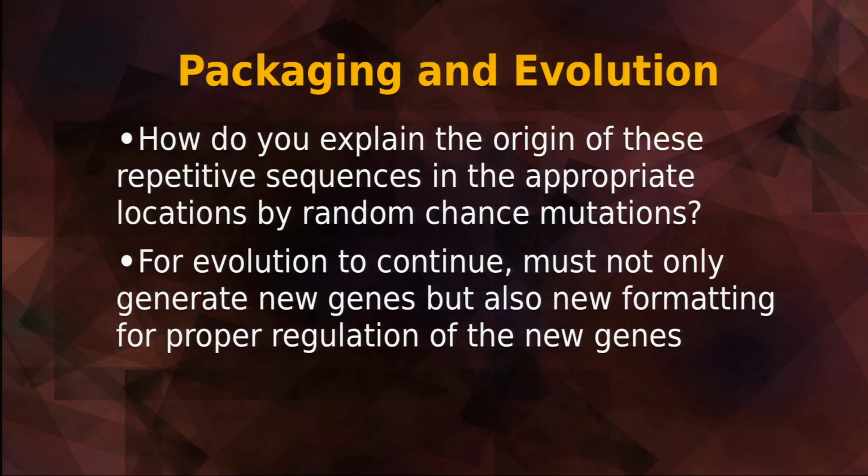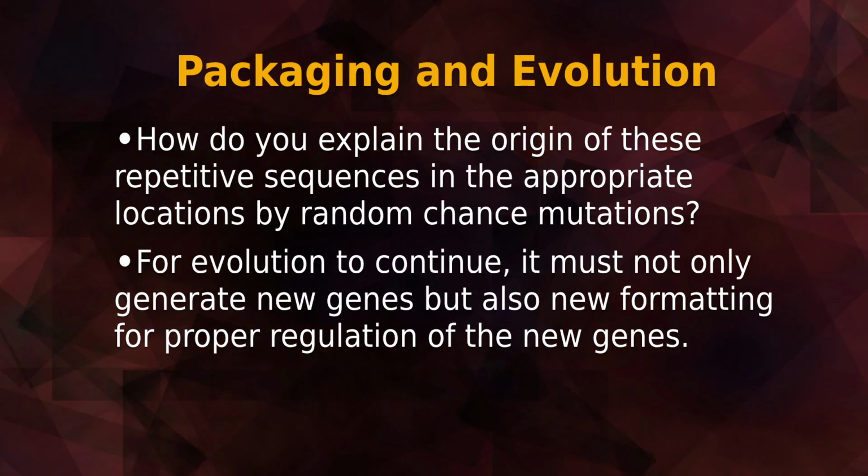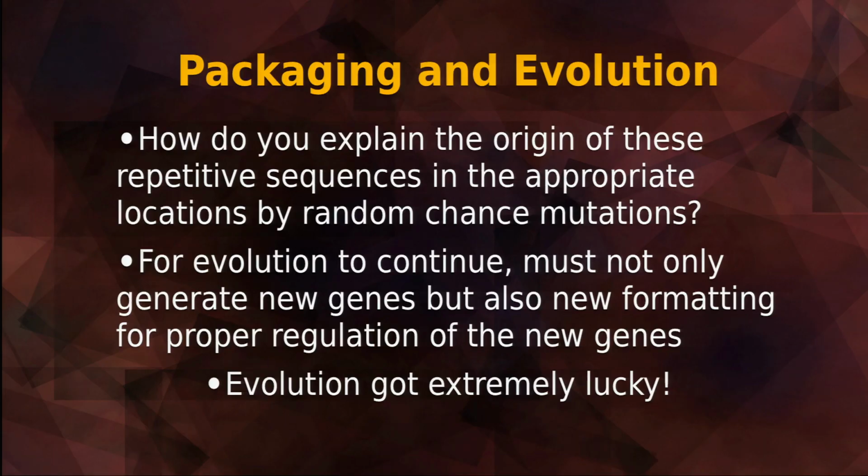And again, it's hard to explain the origin of it, but then you also have to explain how that's going to be maintained, because for evolution to continue, right, you have to generate new genes. And so you also have to get proper formatting of those genes, because to go from one organism to another, you can't just tweak the DNA that's there, right? You got to add stuff, okay? If you're going to go from a dinosaur to a bird, which is what evolutionists believe, you got to add a lot of genes, okay, to get that. And so you not only have to get new genes, but they have to be in a certain location in the genome to allow proper packaging, proper formatting of that DNA. Again, evolution must have got extremely lucky.